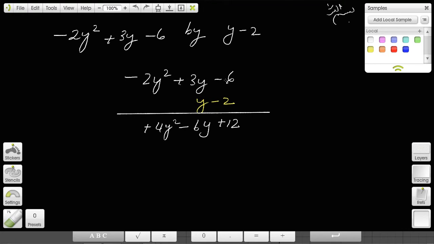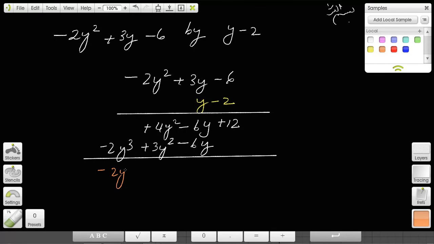So here you have y times negative 6 is negative 6y. You're not going to put it over here; you're going to put it under the y. So you put negative 6y like this. 3y times y is 3y squared, that's positive 3y squared. That's pretty convenient. And then y times negative 2y is negative 2y cubed. And then you just add them up. Then you get minus 2y cubed plus 7y squared minus 12y plus 12. So it's the same answer that we got before.